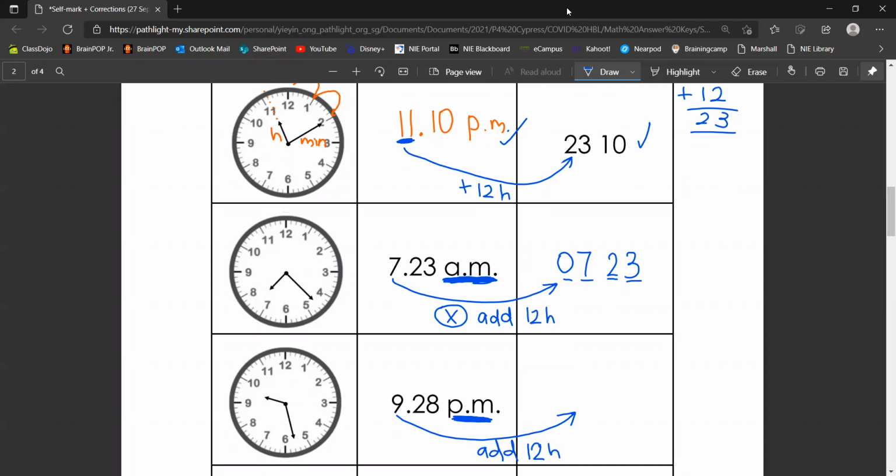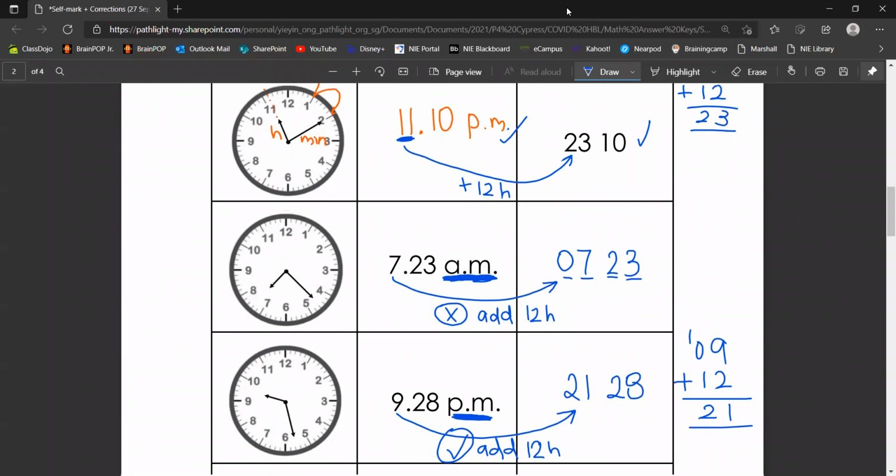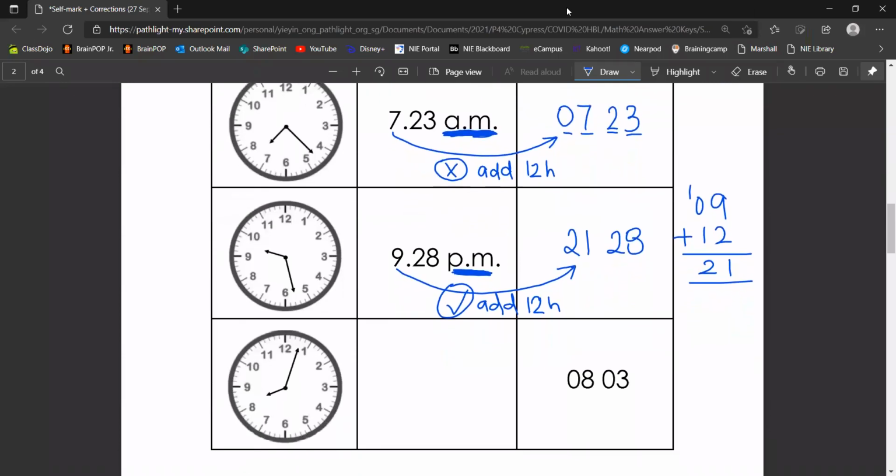So I would add 12 hours, 9 hours plus 12. It will give me 21 hours. So I get 21:28. The minute does not change. It remains the same. Next.